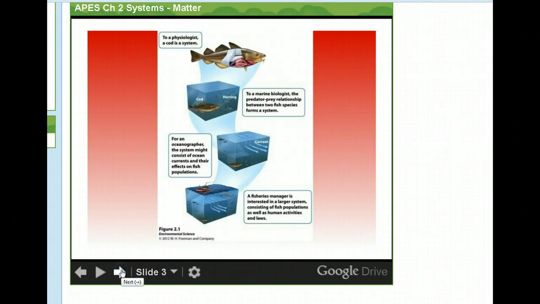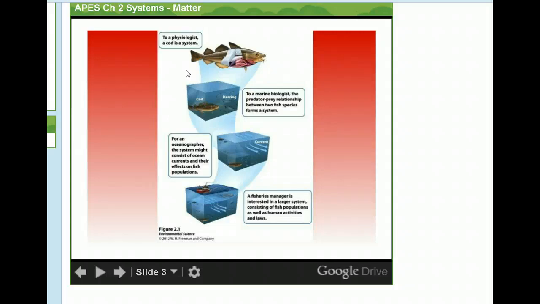So to get an idea of what a system is, you can have a small system like a codfish right there. It would be one system. There would be matter and energy going in, matter coming out, and energy being used by the fish. A larger system would be a predator-prey relationship between two fish species, and that would form a system.